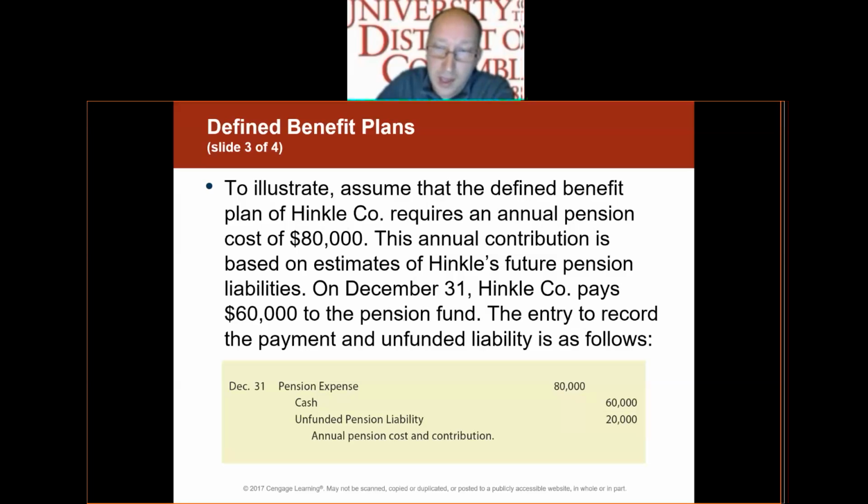We can pay $60,000, but we can't cover the whole $80,000. So here's how the entry looks. We debit pension expense $80,000. We credit cash $60,000, and we credit unfunded pension liability $20,000. Now the idea is eventually they'll be able to cover that $20,000 at a later date, plus the rest of it. That's the idea.